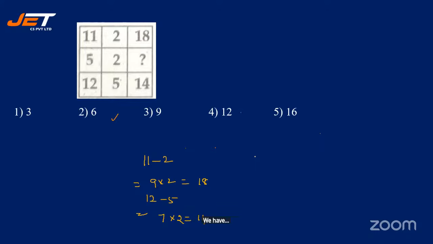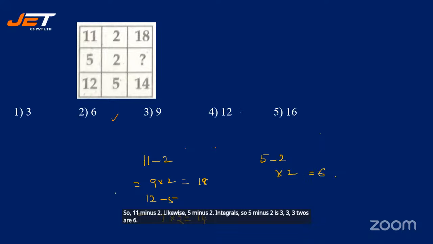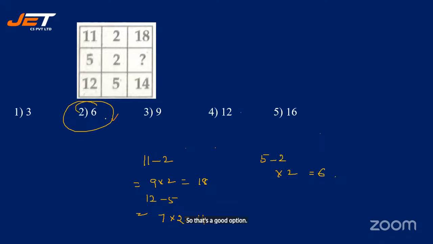Then likewise, we have the next one also. That is 5. So 11 minus 2. Likewise, 5 minus 2 into 2. So 5 minus 2 is 3. 3 2s are 6. So your option 2 is the correct answer. All right? Yes.